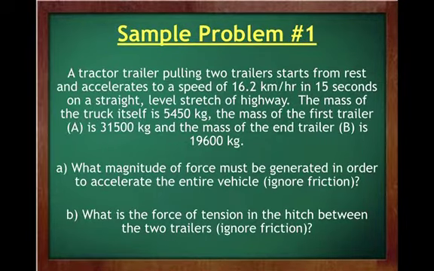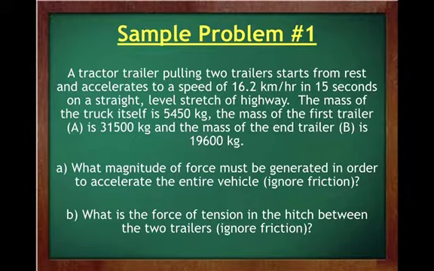Okay, so let's get into some practice problems to show kind of what we deal with here. So in this first one, you've got a tractor trailer pulling 2 trailers. It starts from rest and accelerates to a speed of 16.2 kilometers per hour in 15 seconds, and it's on a straight, level stretch of highway. The mass of the truck itself is 5,450 kilograms. The mass of the first trailer, we'll call it trailer A, is 31,500 kilograms, and the mass of the end trailer B is 19,600 kilograms.